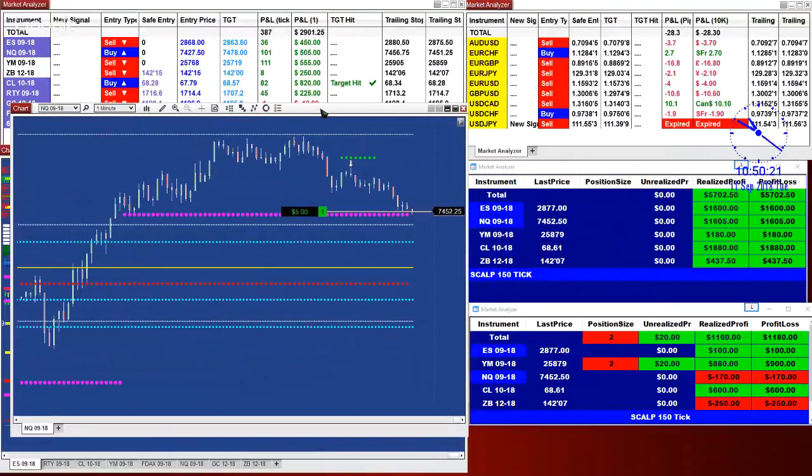There we go. It got filled on 52, and we are lifting.